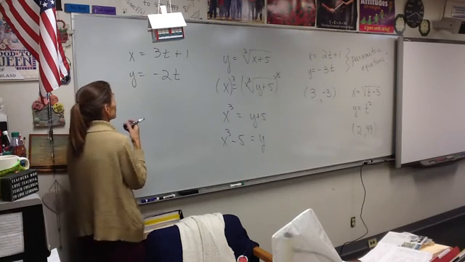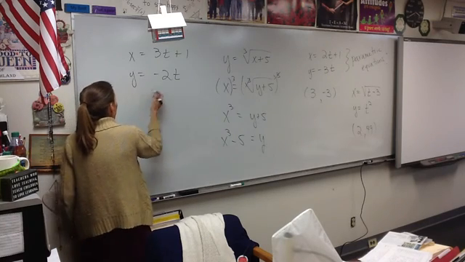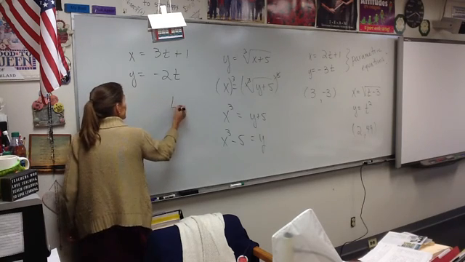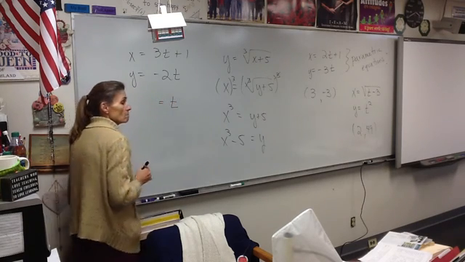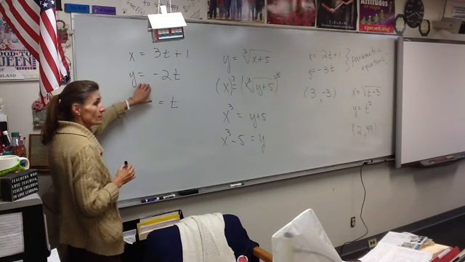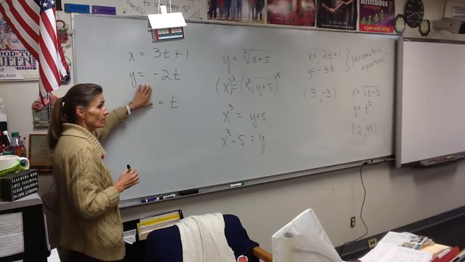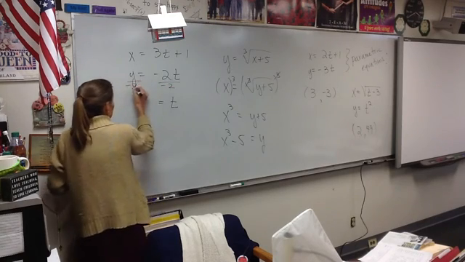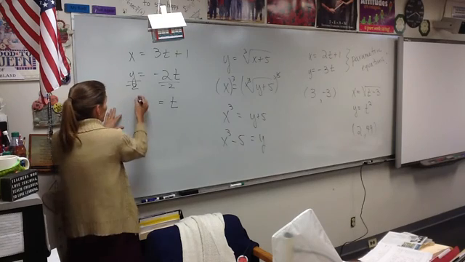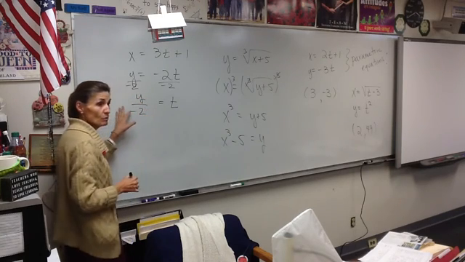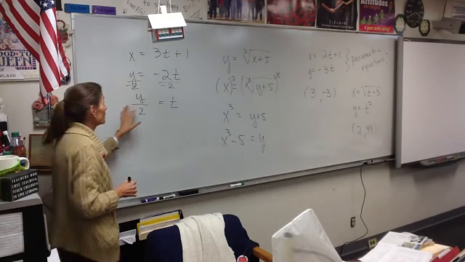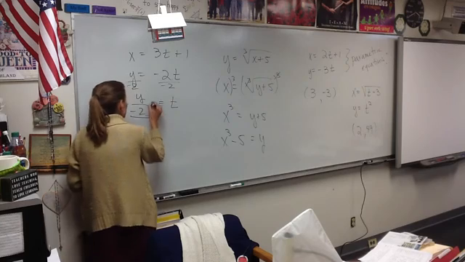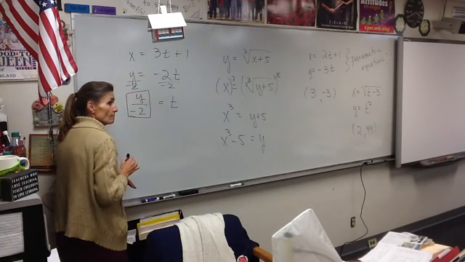Now let's look at this for a minute. Let's take a look at the second equation. What does t equal? In this equation, what does t equal? Be careful. Y minus 2. What does t equal? Y divided by -2? If I get the t alone, I would divide by -2. Now, this is what t equals.